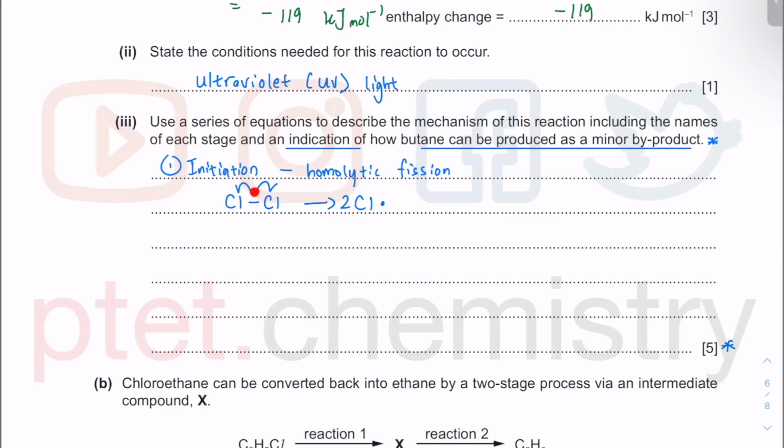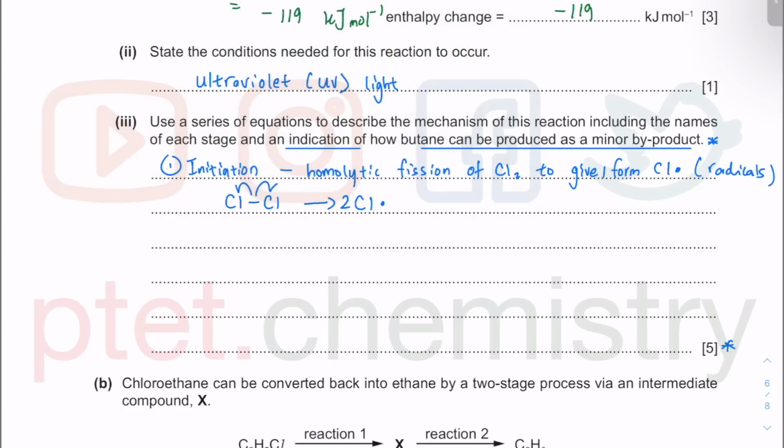So homolytic fission, equal breaking of this covalent bond such that the bonding electrons are shared equally or are split equally. Homolytic fission of the Cl2 to form chlorine radicals. So this is called a free radical, a species with an unpaired electron like that.